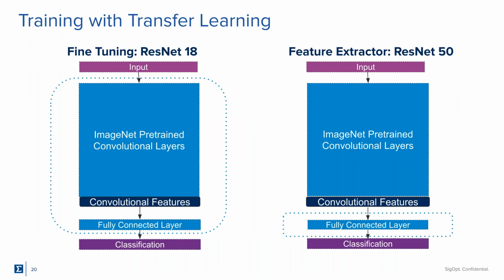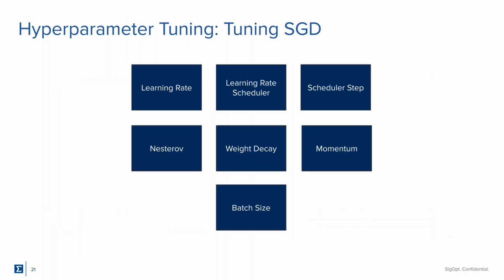Just a reiteration, ResNet 18 will be used for fine tuning and ResNet 50 will be used as a feature extractor. The deeper network was chosen to be the feature extractor as deeper networks have classically been better at identifying important features in the data, and the shallower network is also faster and cheaper to fine-tune. So that's why those decisions were made. We'll be hyperparameter tuning all the parameters for stochastic gradient descent.